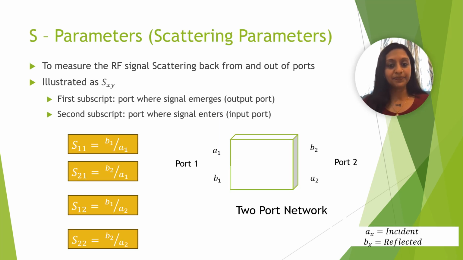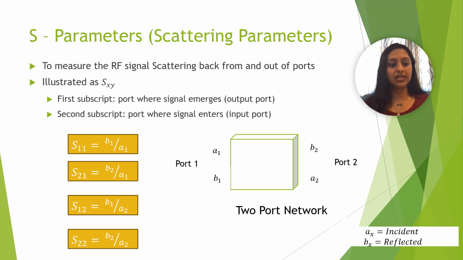Let's again consider a two-port network. Now I have introduced two more notations, A and B. A is always with respect to the incident wave. B is always with respect to the reflected wave. So A1 and B1 are the incident and reflected waves at port 1, and B2 and A2 are the reflected and incident waves at port 2. S11 is the input A1, an incident wave at port 1, and the reflection B1 at port 1 itself. That is S11. Likewise goes with S22 also.